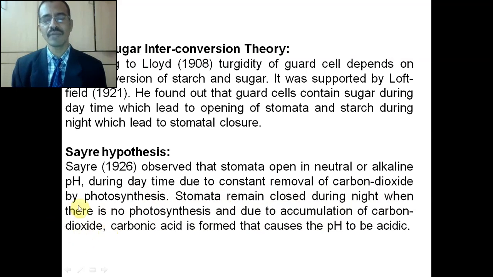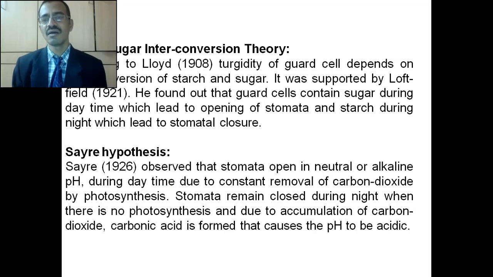So during the night time, what happens? Carbon dioxide is accumulated in the leaves, in the guard cells, because there is no photosynthesis. The carbon dioxide in the dissolved form forms carbonic acid, which leads to the lowering of the pH. So stomata are closed. As per the Sayer hypothesis, when there is more pH, stomata are open.